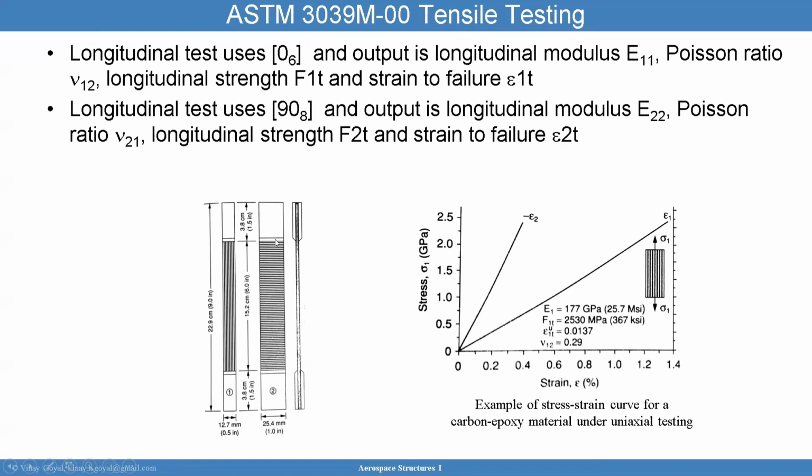And then the one here is 90 degrees. You can see the plies going across. And this width is 25.4, and they use 8 plies instead. So the thickness is greater than when you look at the longitudinal test.